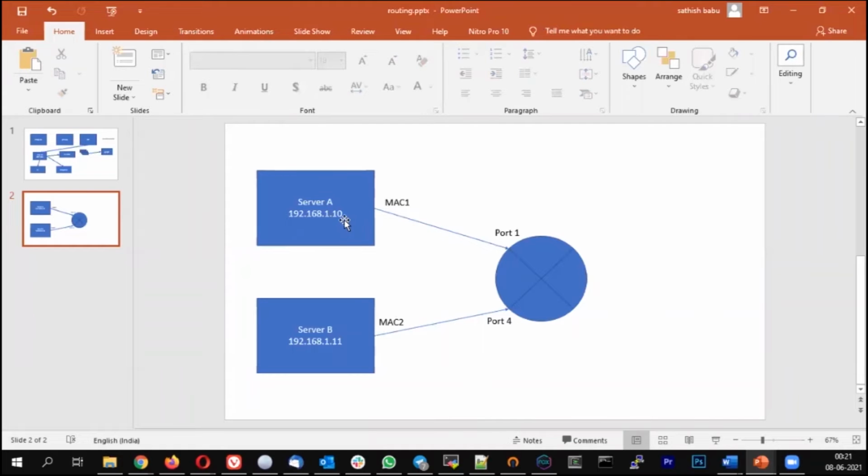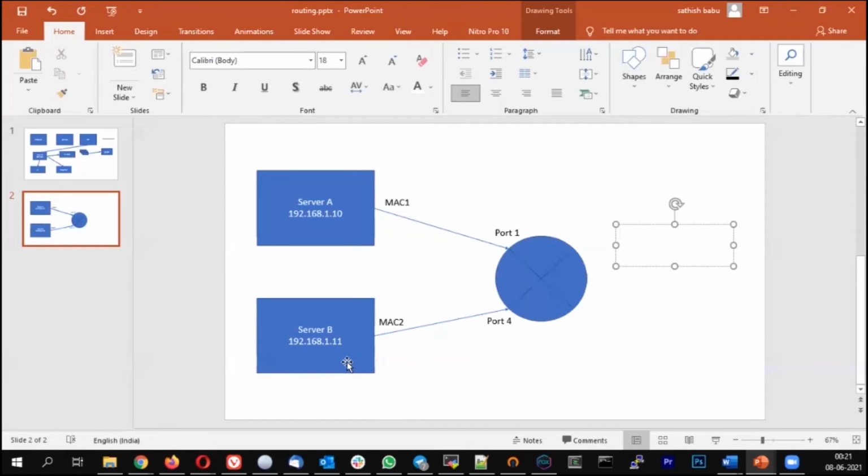When server A wants to communicate with server B, the packet will go to the switch, and the switch doesn't have any ARP table entry yet. We talked about the ARP table, you remember? So what it is going to do is broadcast a message saying, I want to connect to this server 192.168.1.11. Then server B is going to respond, this is my MAC address and I'm serving on this IP. Then the switch will update its ARP table saying that if the target is 192.168.1.11, I need to forward it to MAC 2.